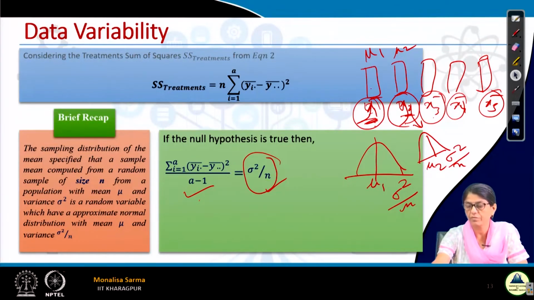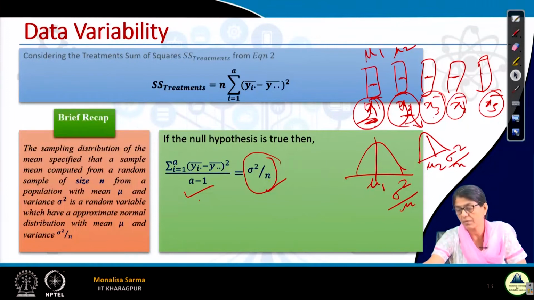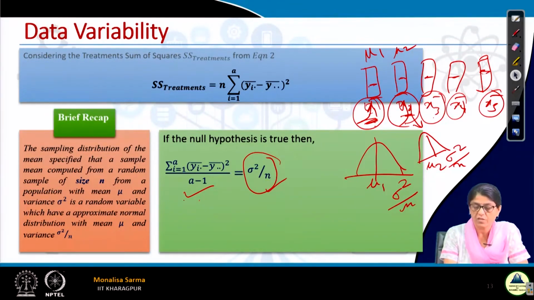isn't it? Because I know the variance among this data is sigma square by n, and the variance among each of these data is sigma square by n. If that is the case, then the variance among this will also be sigma square by n. Okay, so this value is nothing but equal to sigma square by n.